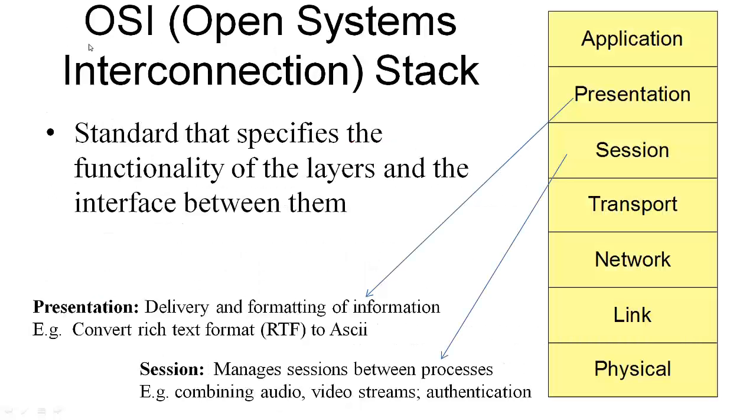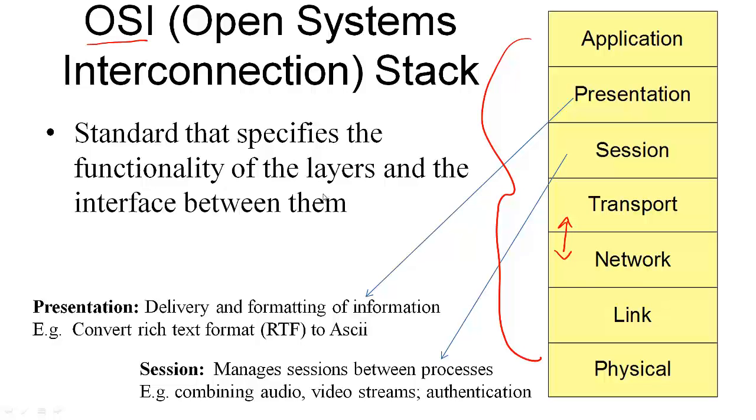So here is OSI at last. This is basically a standard that specifies the different layers. So these are the layers, the functionality that is needed in each layer, and the interface between the layers. Okay, so that is what the standard specifies.